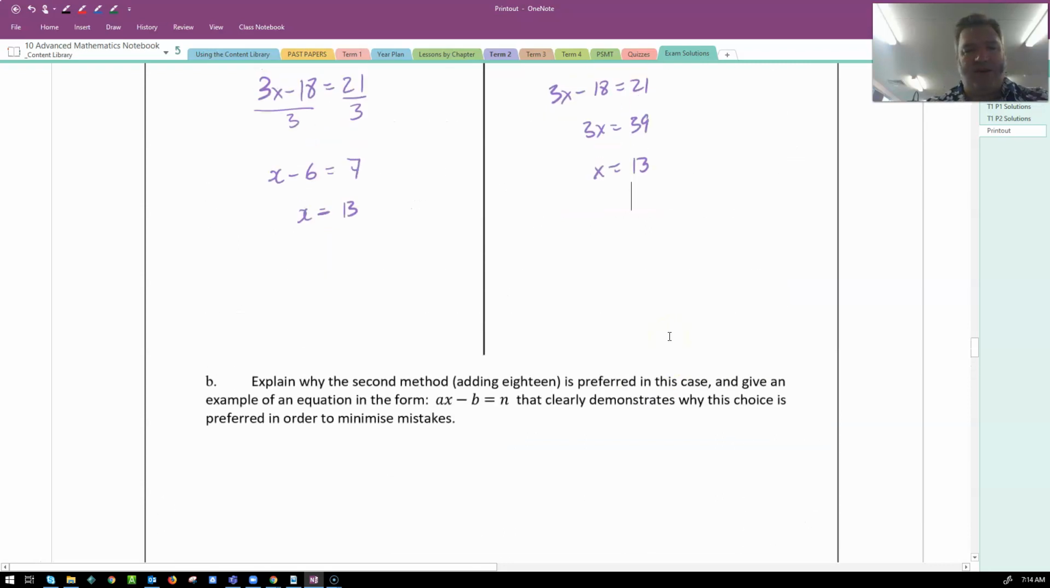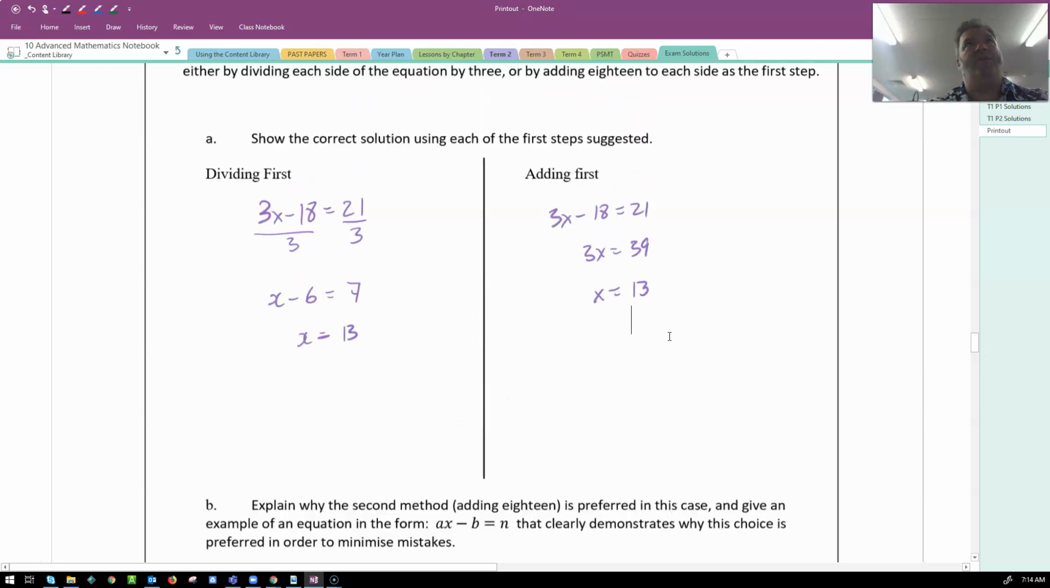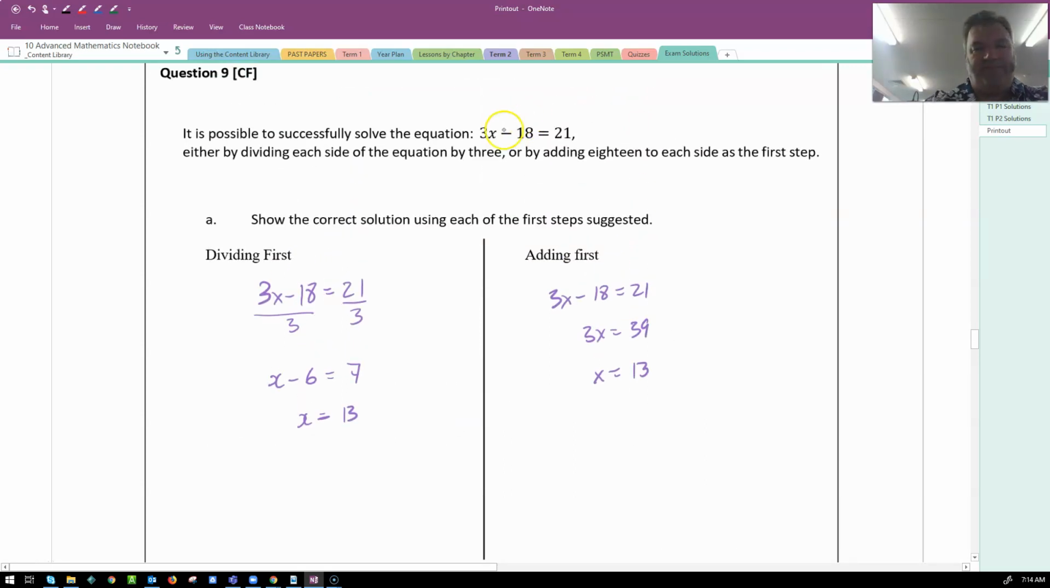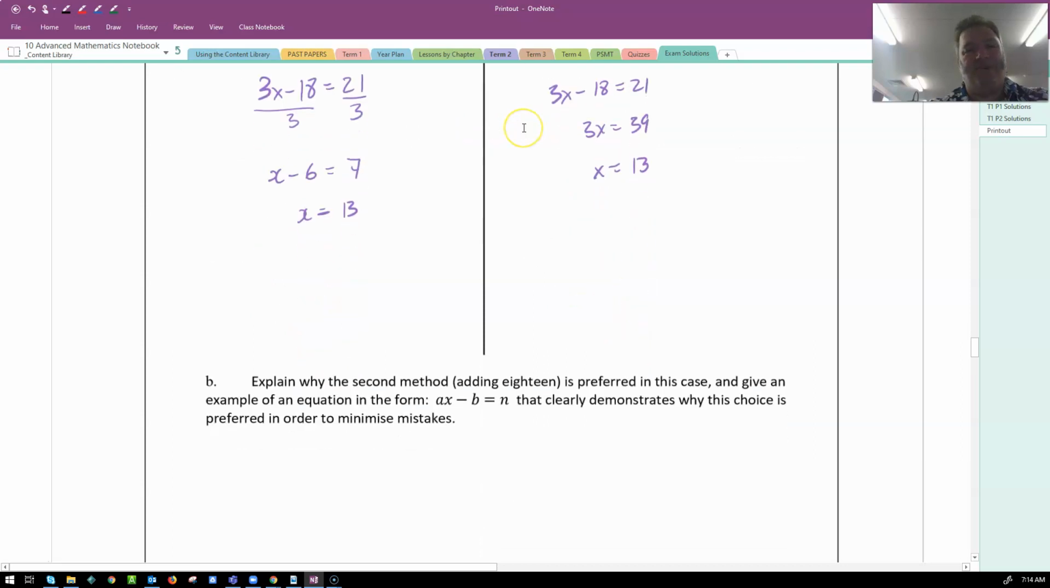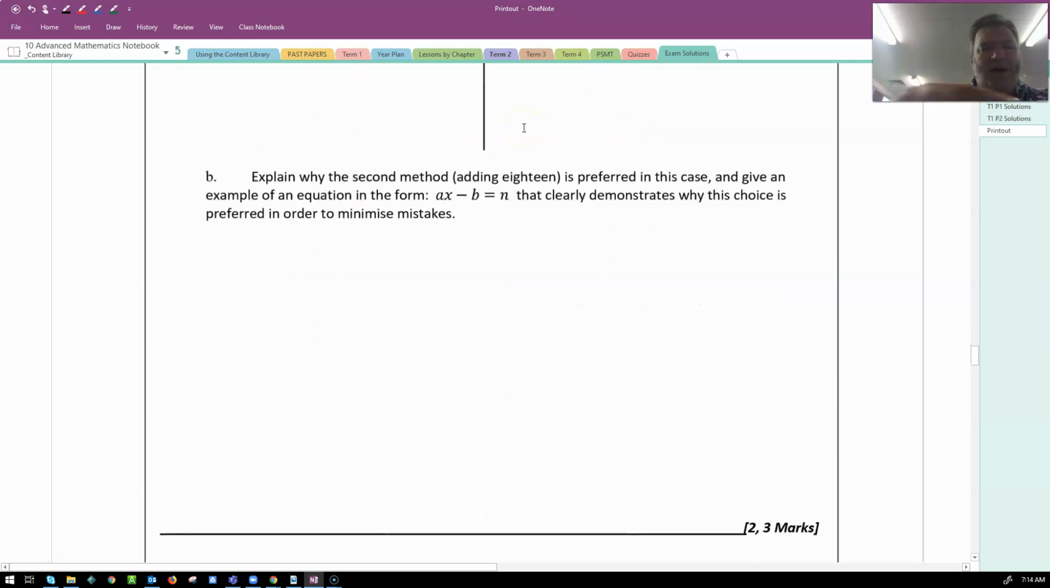Explain why the second method, adding 18, is preferred. Okay, so we think about this as, you've got to get rid of whatever's got the least to do with the x first. So the 3's joined up with the x, the 18's separate. I'm going to get rid of that bit first. Why? Because we can produce a fresh start. So you want to say something along those lines. Subtracting 18 first. Oh, adding 18. Look at me, I'm not reading my own question.